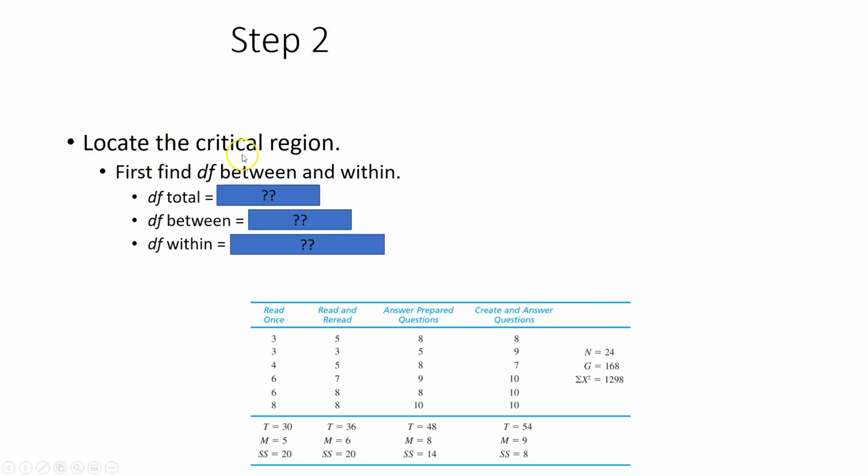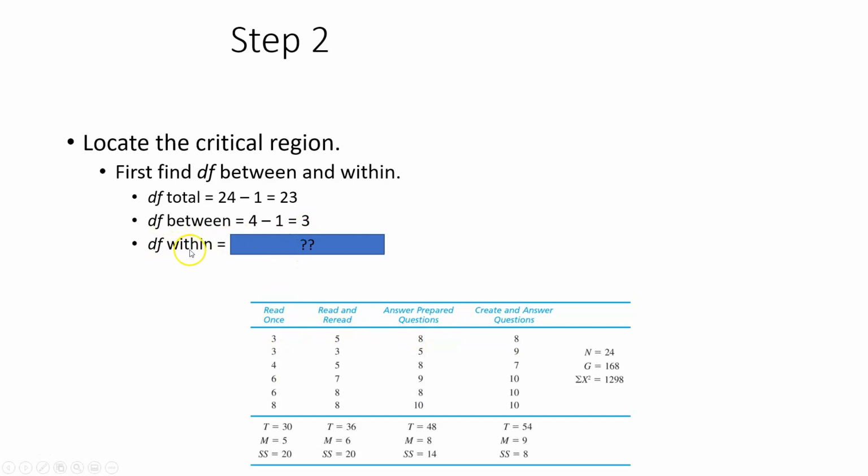Step 2, we have to locate the critical region. So in order to do that, we first have to find the degrees of freedom between and the degrees of freedom within, because those are needed in order to look in our table. So the degrees of freedom total in this situation is what? Remember, it's 24 minus 1, 23. And then we split that into 2 parts, the degrees of freedom between, and the degrees of freedom within. How do we compute the degrees of freedom between? Remember, it's the number of conditions minus 1. 4 conditions here, minus 1 is 3.